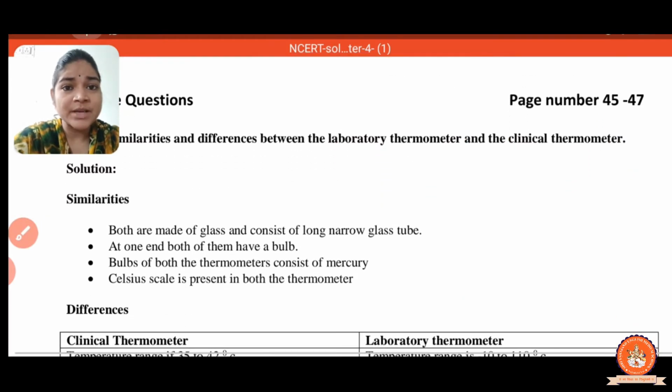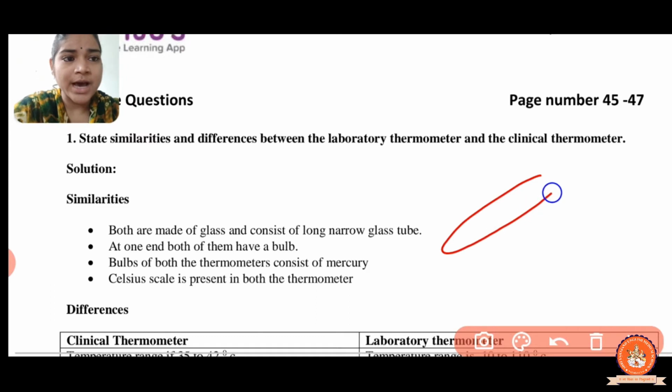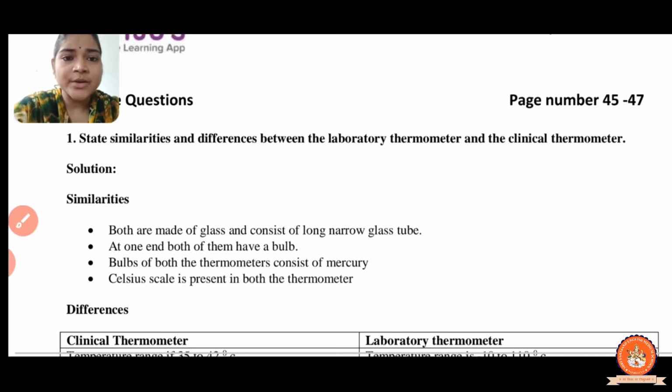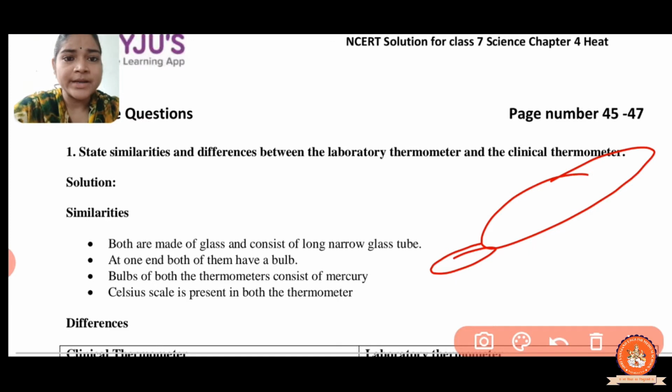So first we will discuss the similarities. Now what are the similarities? Both are made of glass and consist of a long narrow glass tube, right? And at one end, both of them have a bulb.